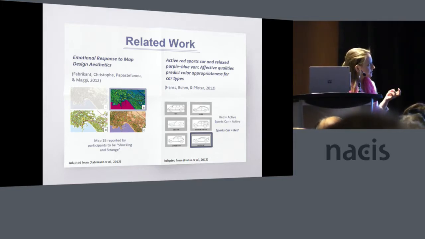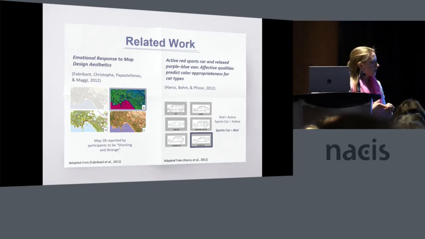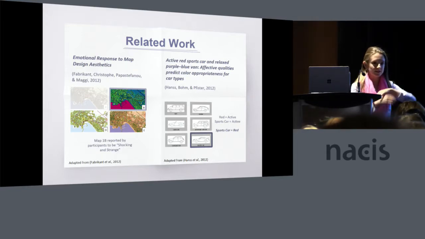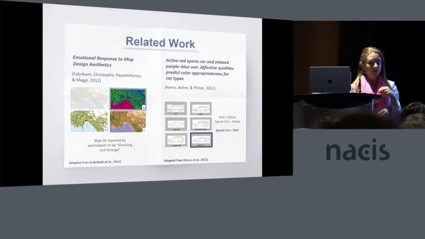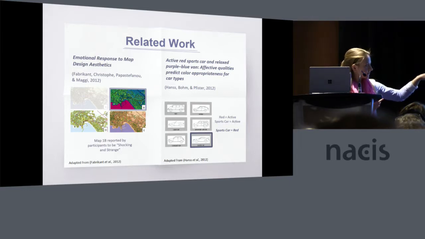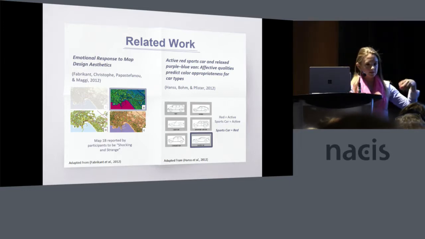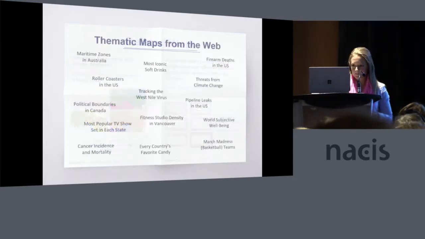By Hans and others, and they measured affective qualities of car types. So they asked people about particular car types, and then they measured affective qualities of colors, and then different people they asked which colors are appropriate for which cars. And interestingly, they tend to correspond. So red is active, sports car is active, and then sports car is usually red. So this all kind of makes sense, but it's really cool that people have been testing this.